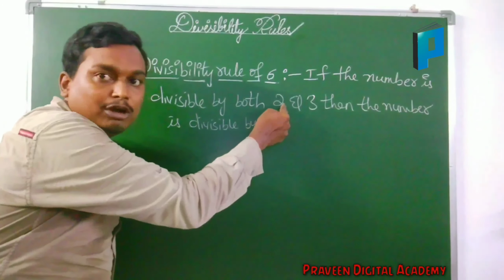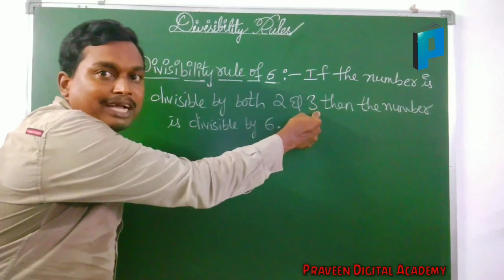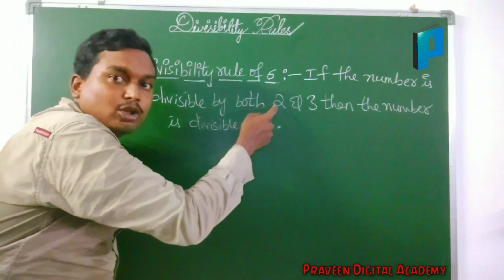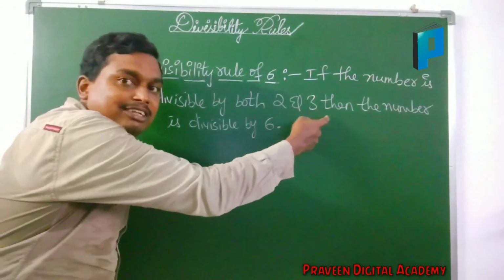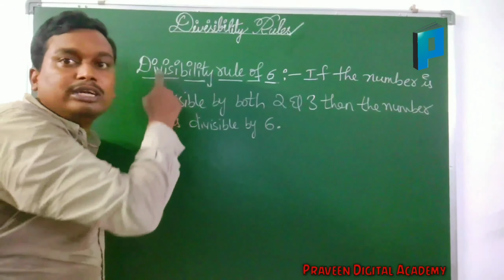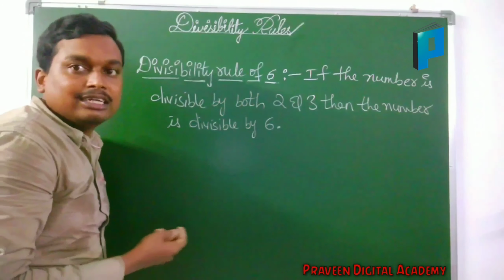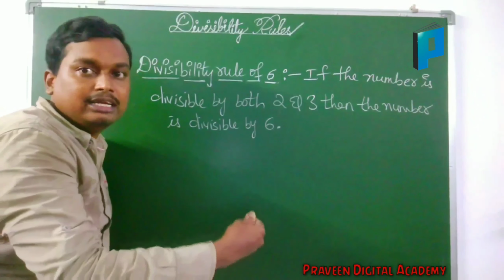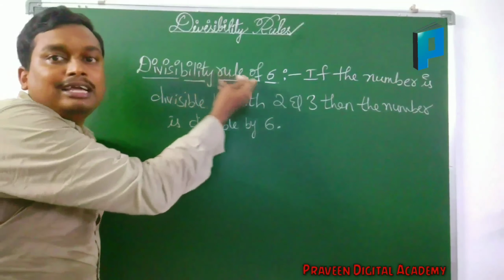If the number is divisible by 2 and not divisible by 3, it is not divisible by 6. If the number is not divisible by 2 and divisible by 3, then also it is not divisible by 6. The number should be divisible by both 2 and 3. Then only it is divisible by 6.